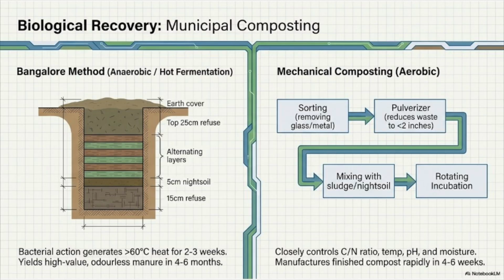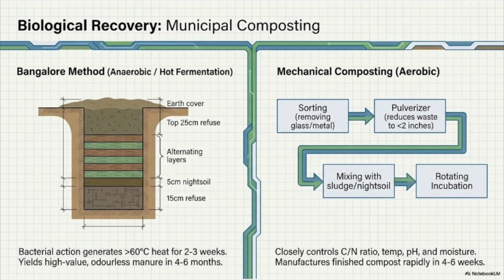Now, let us take a deeper look at biological recovery through municipal composting, which is a natural and sustainable way of converting organic waste into useful manure instead of simply burying or burning it. There are two main approaches used in municipal composting, and the first one is called the Bangalore method. The Bangalore method is an anaerobic process, which means it works without oxygen, and it relies on hot fermentation to break down waste. In this method, waste is arranged inside a pit in a very specific layered structure.